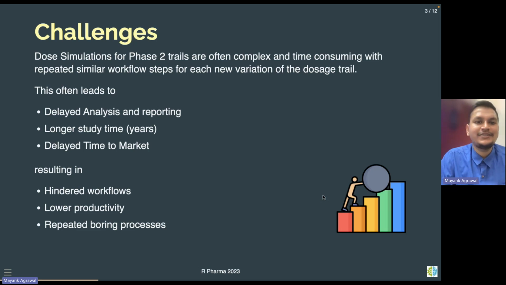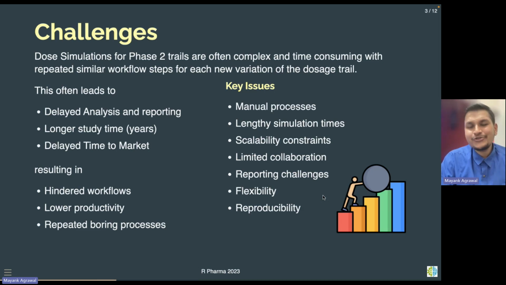And all of this results in hindered workflows, which have lower productivity, and a lot of these processes are repeated and boring for the biostats working on it. Some of the key issues are that all of these processes are manual. They have lengthy simulation times. They have very limited collaboration, and because of that there are obviously reporting challenges, very low flexibility, and because of which the reproducibility is sometimes consistent, sometimes it's not.